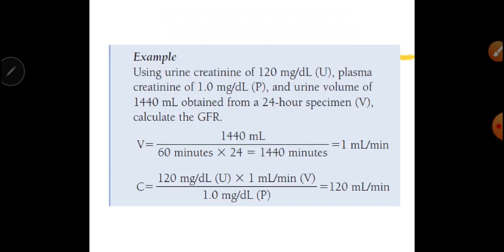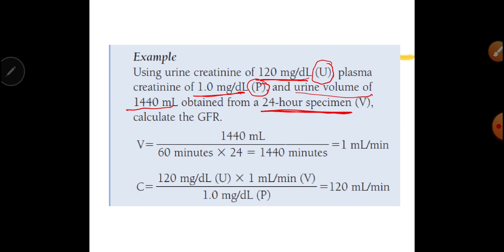Let us have this example. Urine creatinine was 120 milligrams per deciliter, and as we said before, this is the U. Plasma creatinine was 1 milligram per deciliter, as we said, this is B. And urine volume was 1440 ml of urine that was collected in 24 hours.